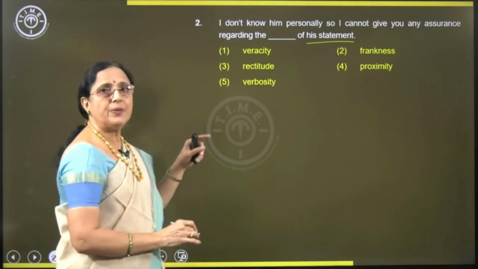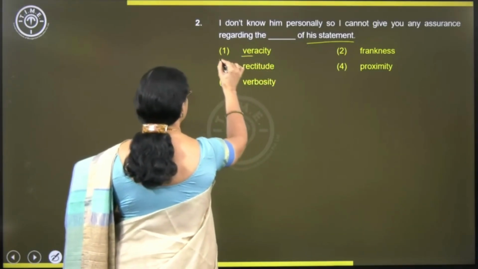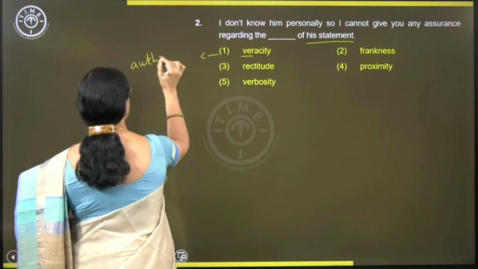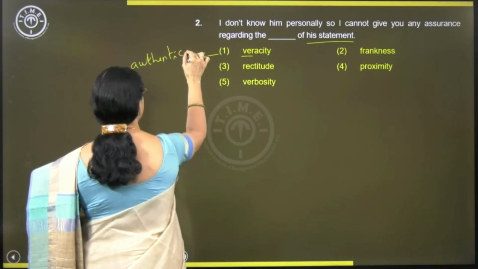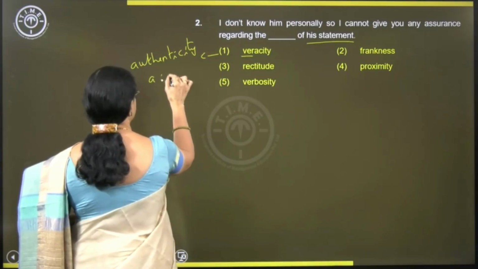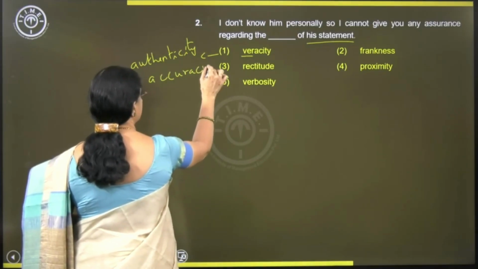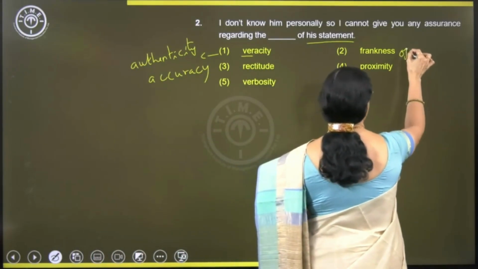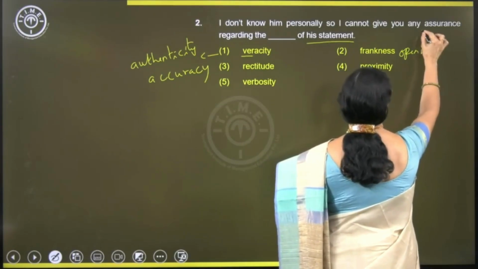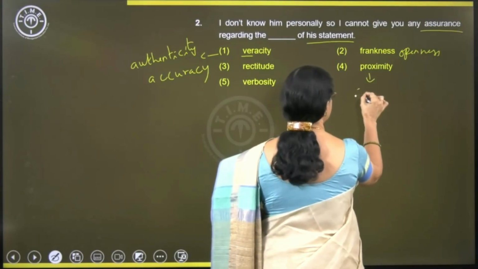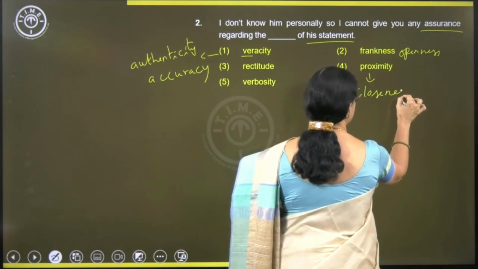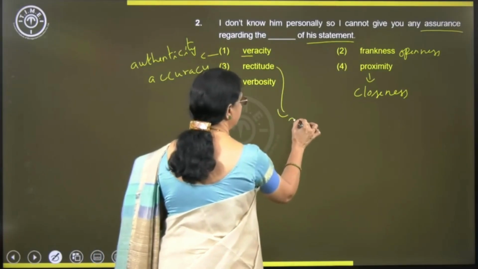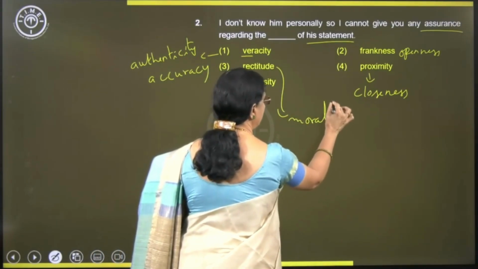Ready. What is veracity? Veracity is authenticity, authenticity or accuracy. That is correctness. Alright. Genuine or correct. Frankness is openness. Right. Do you say openness of the statement? Right. Proximity is closeness. Proximity, closeness. Rectitude is what? Morality. Rectitude is morality or integrity.